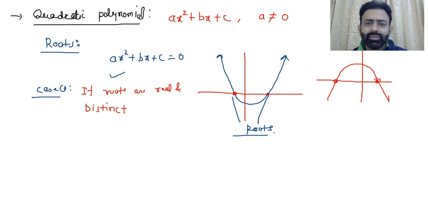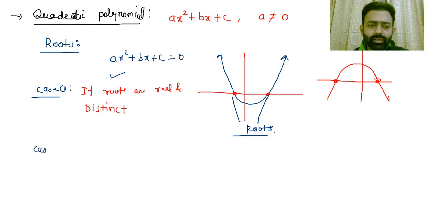We are not dealing with the sign of a. Whether the sign of a is positive or negative, we are not dealing with this. We are just interested in the roots. The graph can be U-shaped or an inverted U-shape. It doesn't matter as far as learning the concept is concerned. So if roots are real and distinct, graphically it means the graph is intersecting the x-axis at two distinct points. For this we have a quadratic formula in order to solve. We will deal with that later on.